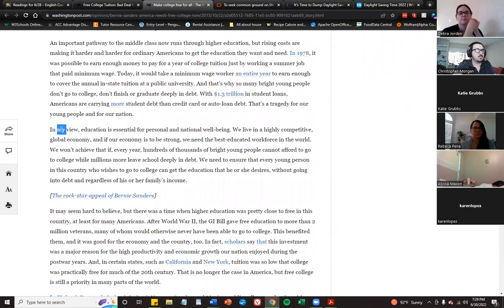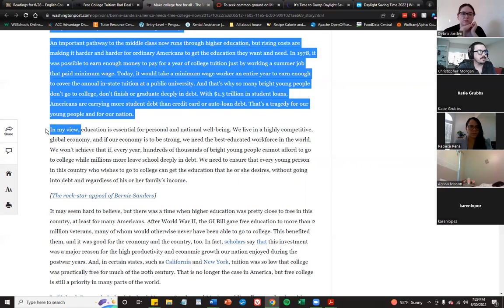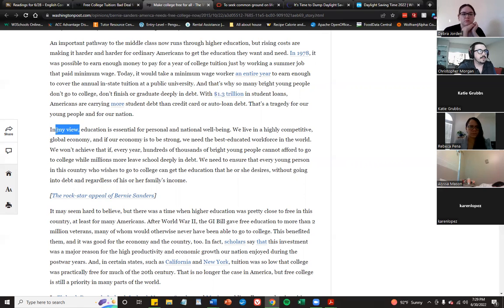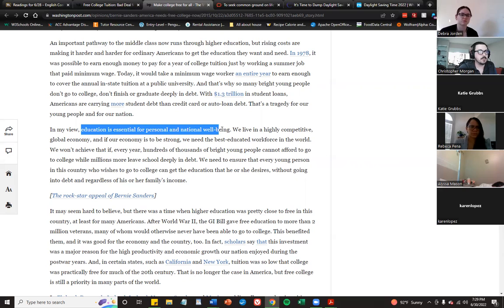And this is why the grammar of sentences becomes important to rhetorical analysis. If you were to just take off "in my view," he's put a comma here, right? This is parenthetical. It's not important to the substance of the sentence. The sentence that he's writing is that education is essential for personal and national well-being, right? That's his thesis statement.